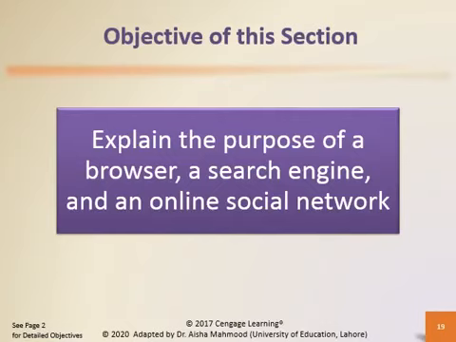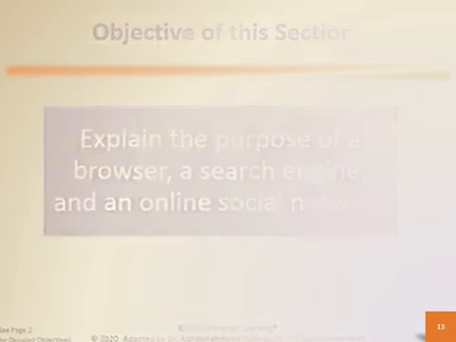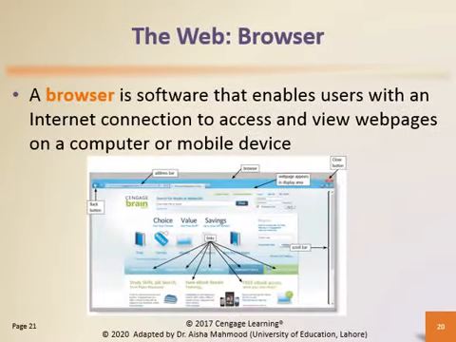After completing this section, you will be able to explain the purpose of a browser, a search engine, and an online social network. A browser is software that enables users with an internet connection to access and view web pages on a computer or mobile device. Some widely used browsers include Internet Explorer, Firefox, Safari, Edge, and Google Chrome.